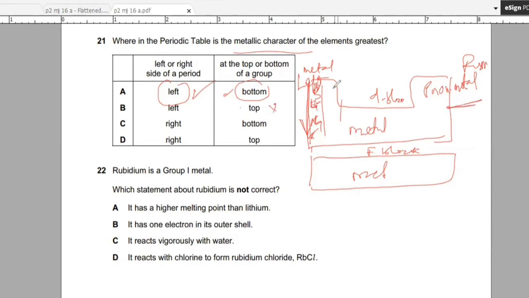And this is the top part, where there is a less reactive metal. I mean, if you compare the first group elements, when you go down the group, only then will the metallic character increase. So it also cannot be right bottom or right top. Right tops are actually non-metal. So that is why option A is the right answer.